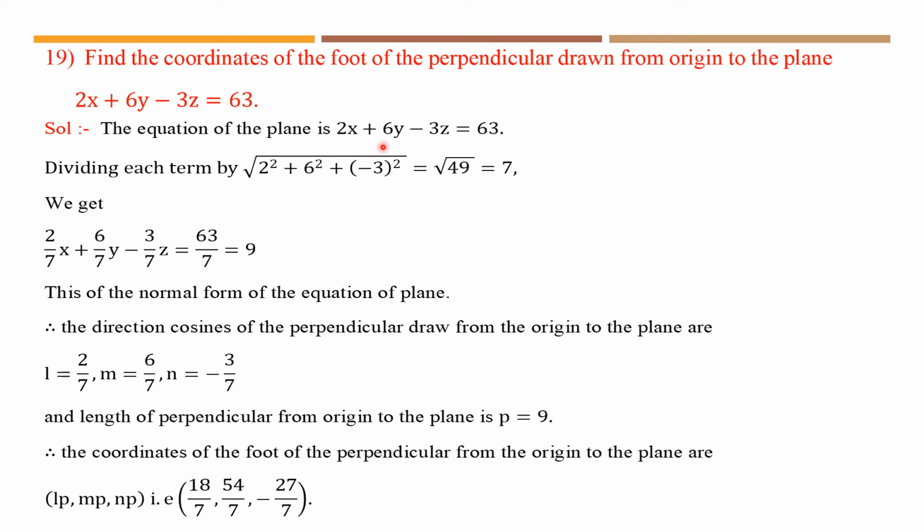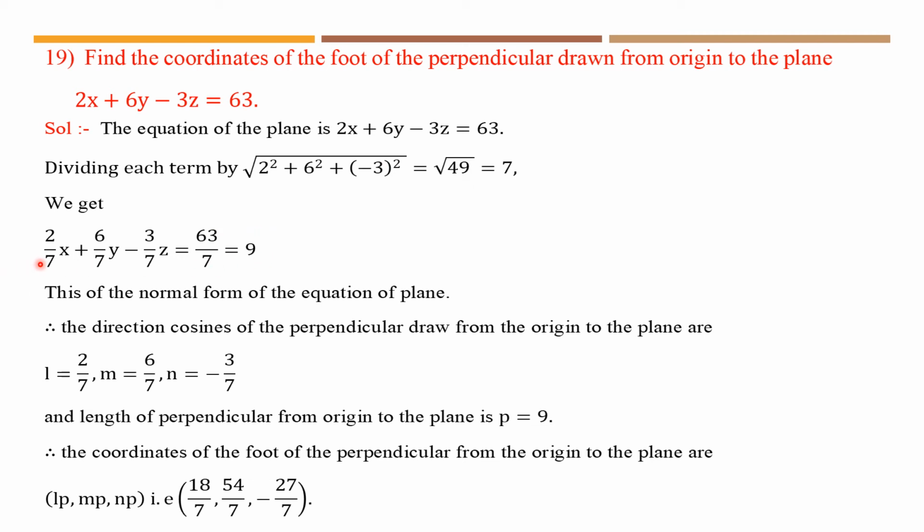Here the direction ratios are 2, 6, minus 3. Hence, root of 2 square plus 6 square plus minus 3 square, which is 4 plus 36 plus 9, therefore root of 49, and the addition is equal to 7. Therefore, the direction cosines are 2 by 7, 6 by 7, minus 3 by 7. Therefore, divide this equation by 7. Dividing by 7 on both sides, we get 2 by 7 into x plus 6 by 7 into y minus 3 by 7 into z equal to 63 divided by 7, equal to 9.